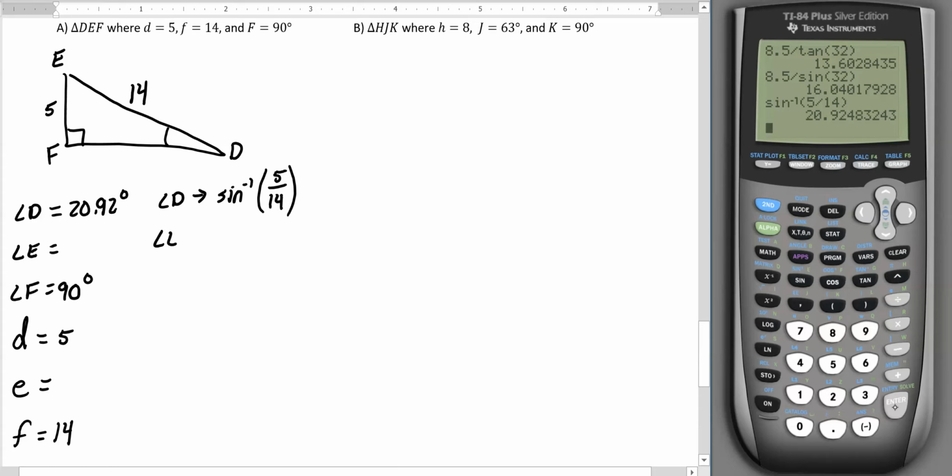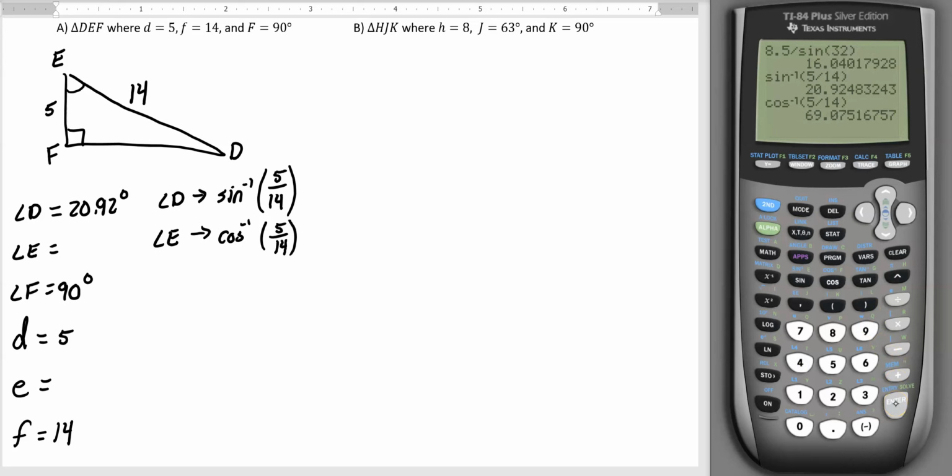And then to do angle E, that would be this angle here, I would say, okay, I need my cosine inverse of 5 over 14, because now it's my adjacent over my hypotenuse. Cosine inverse, 5 divided by 14, close parentheses, 69.08. Now notice I did this right because those two angles add up to 90 degrees, so I'm feeling good.